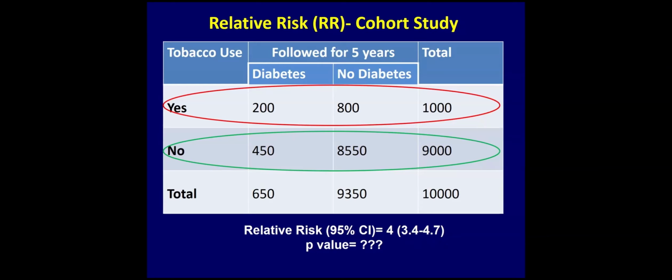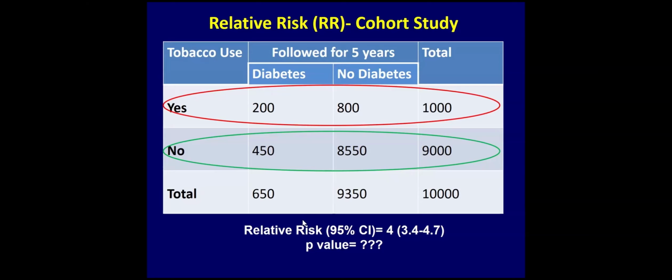It means what? In my sample, the relative risk is 4. I am 95% confident that in the whole population, those who are using tobacco will have 3.4 times to 4.7 times higher risk of developing diabetes when compared to those who are not using tobacco. I'm not sitting on the fence here. I'm pretty sure, 95% confident, that it will be higher. It can be as low as 3.4 or as high as 4.7. Just understand the interplay of these things.